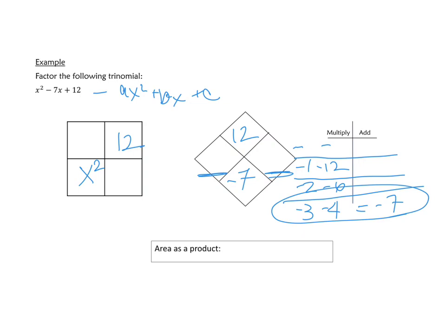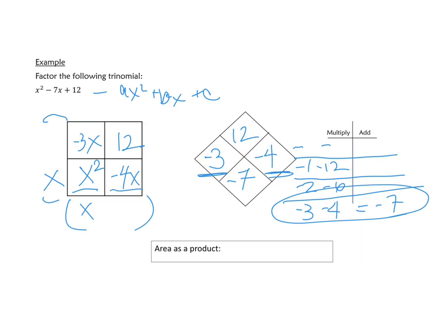So, negative 3 and negative 4 are our numbers, and we pop them into our generic rectangle and determine what our sides are. Start with an x here. X times what equals x squared? Well, x times x equals x squared.